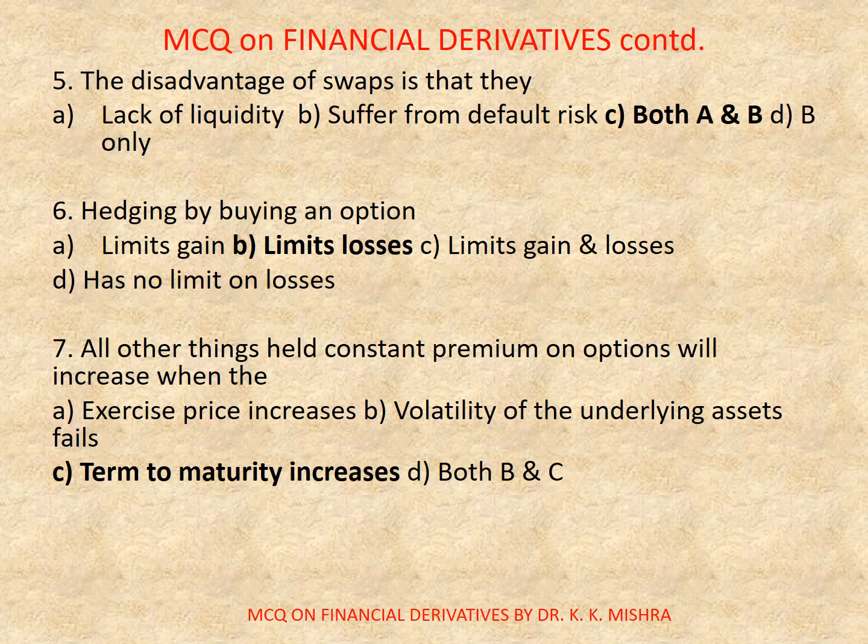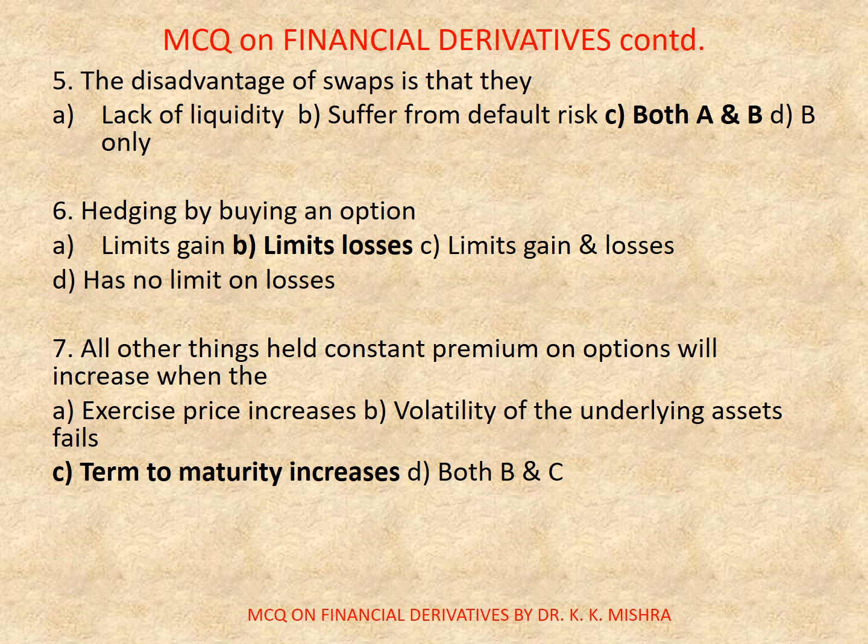Question number 6. Hedging by buying an option. Options are A. Limits gain, B. Limits losses, C. Limits gain and losses, D. Has no limit on losses. Correct option is B. Limits losses.